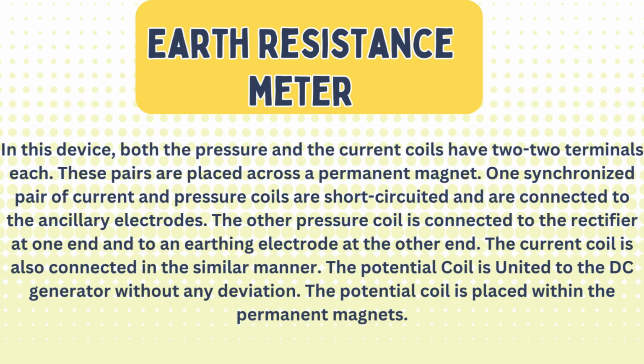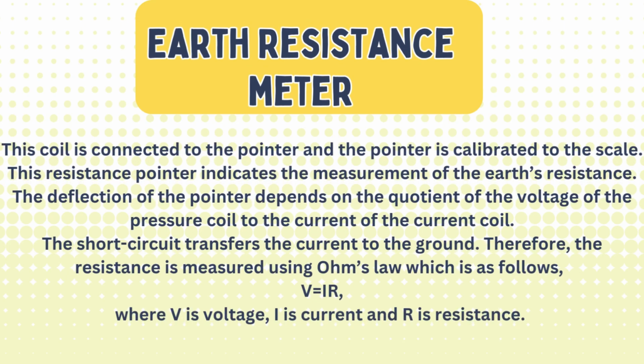The potential coil is united to the DC generator without any deviation. The potential coil is placed within the permanent magnet. The coil is connected to the pointer and the pointer is calibrated to the scale. This resistance pointer indicates the measurement of the arc's resistance. The deflection of the pointer depends on the quotient of the voltage of the pressure coil to the current of the current coil. The short circuit transfers the current to the ground.